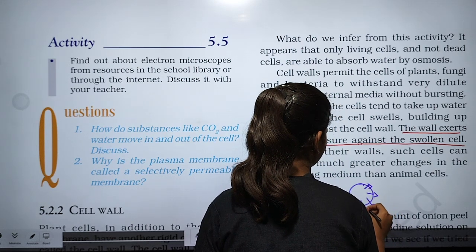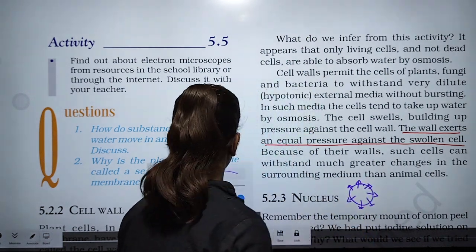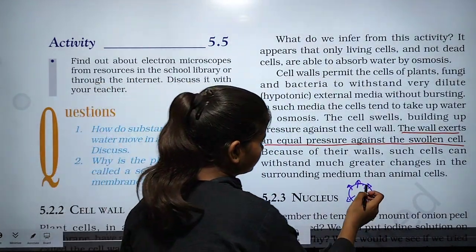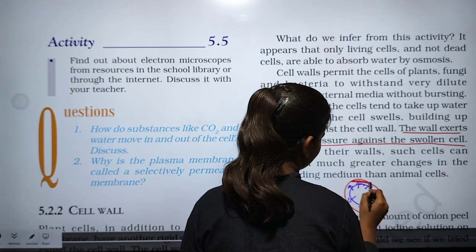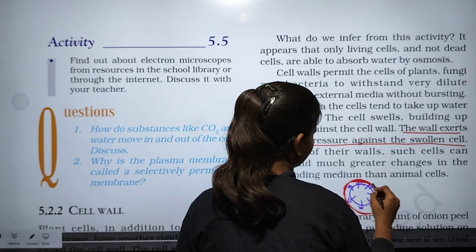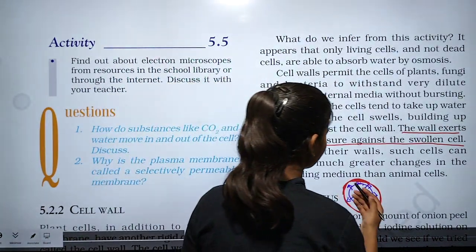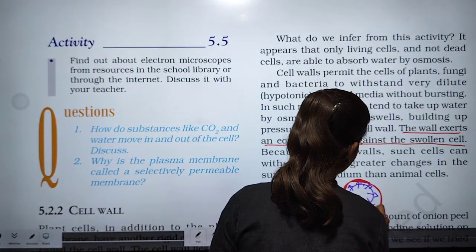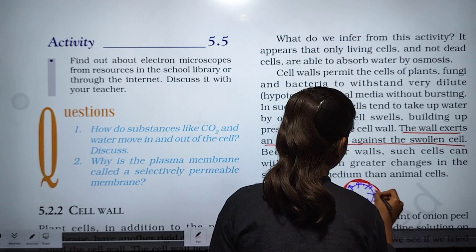Cell wall. This one is the cell wall of a cell. The cell presses against the cell wall, and the cell wall also presses equally against the cell.